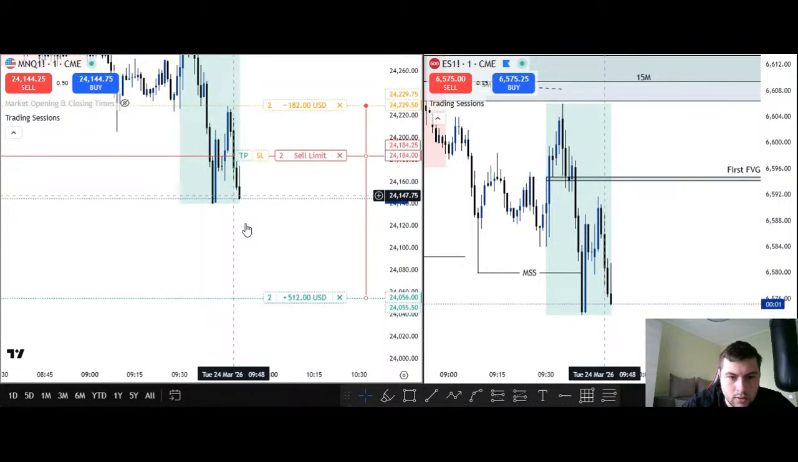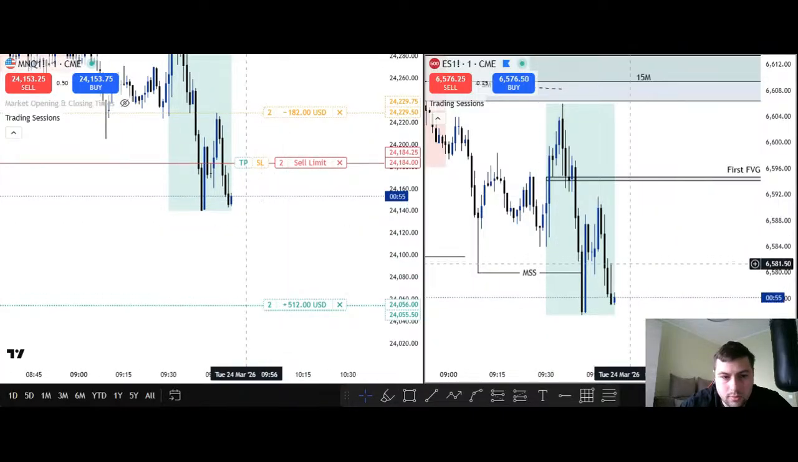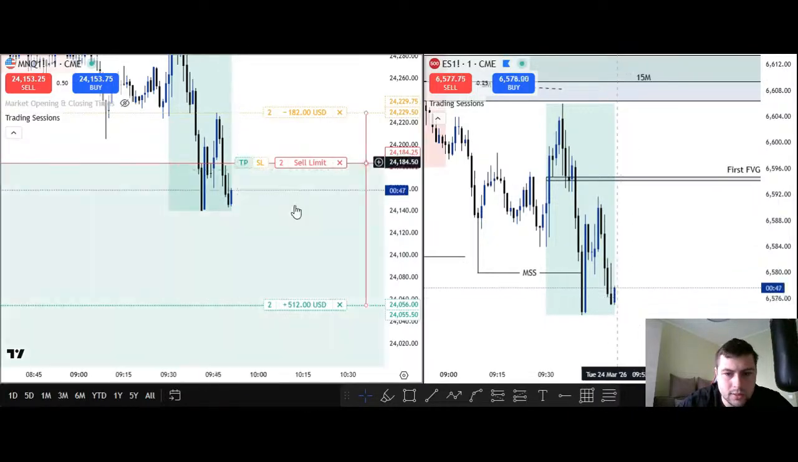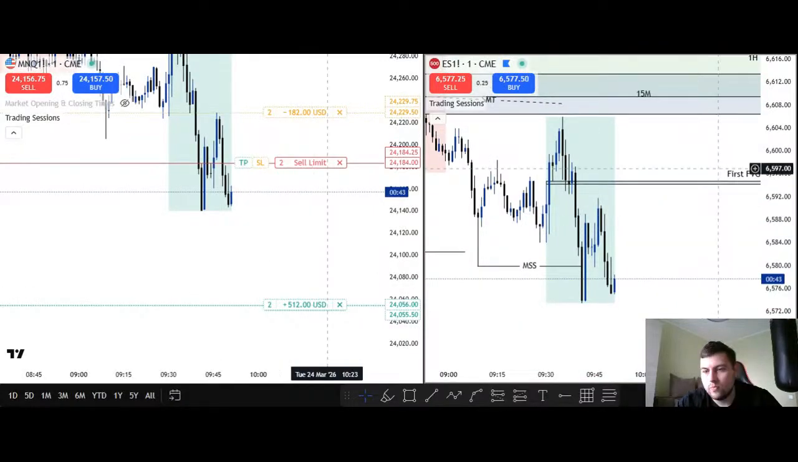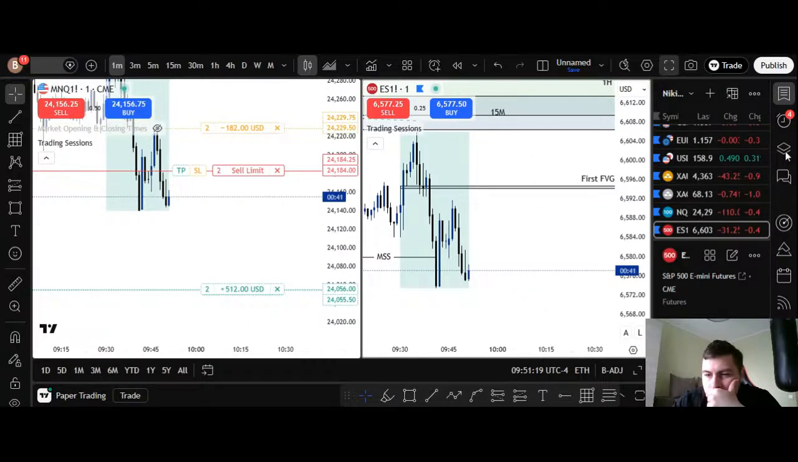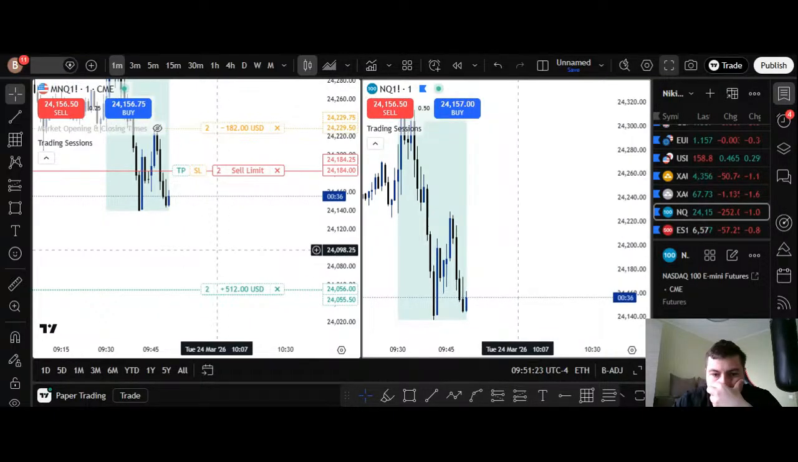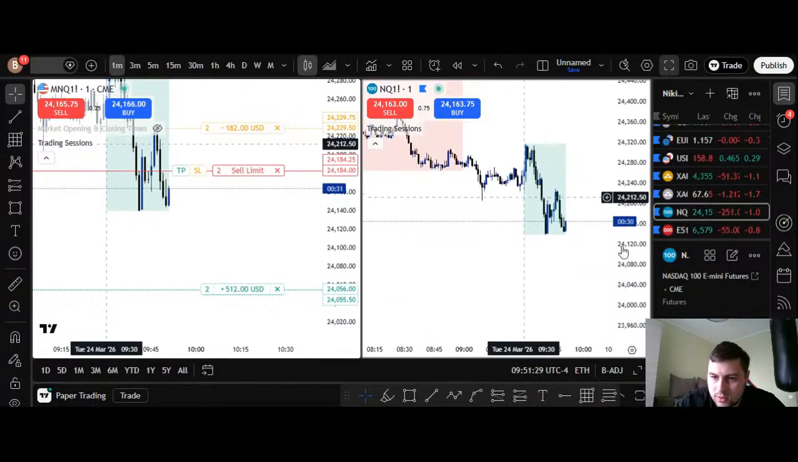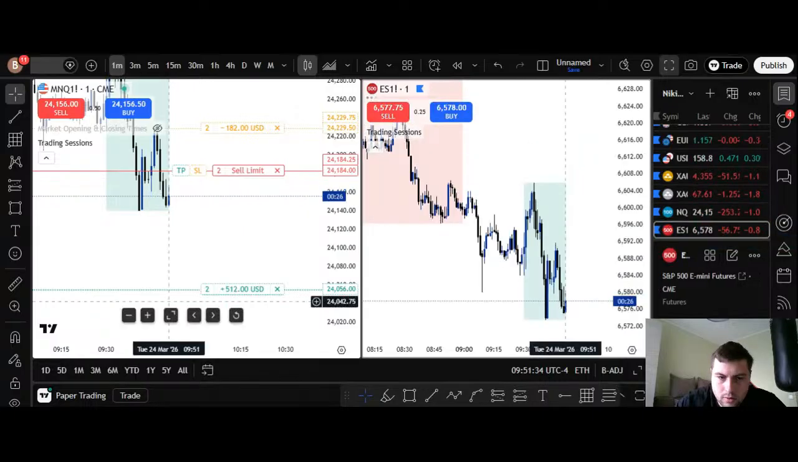So my take profit target now. What is my take profit target? That's what I'm wondering. I assume my take profit target will be at which point? Let me quickly check Nasdaq. Wait, it's not for the Nasdaq. I need to turn it on here.